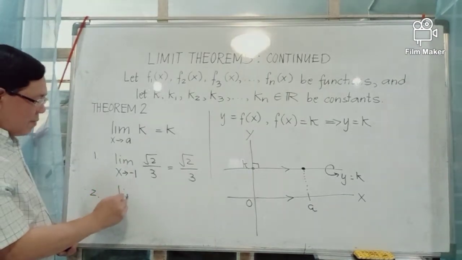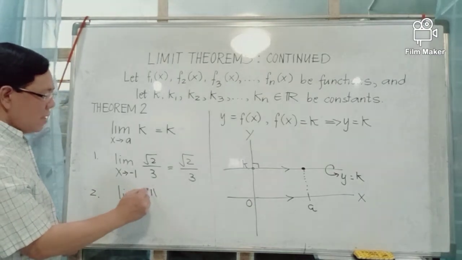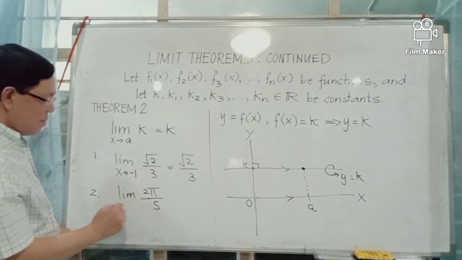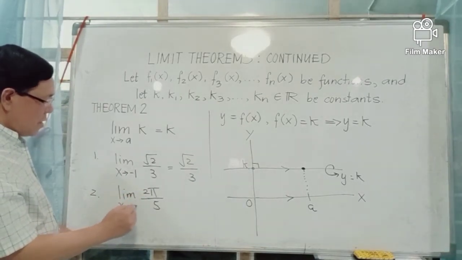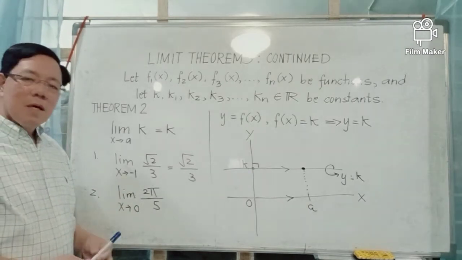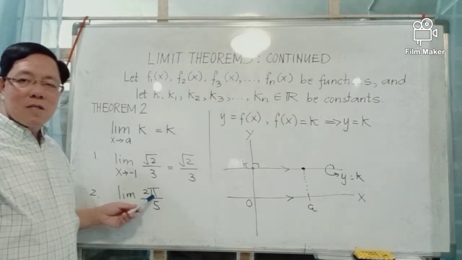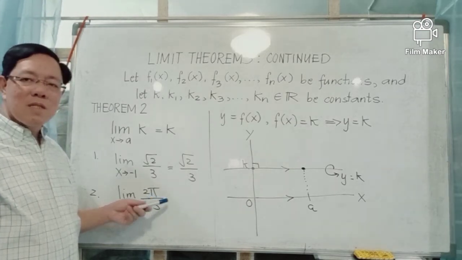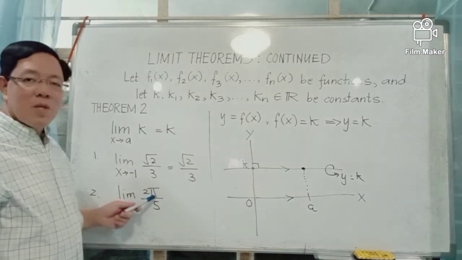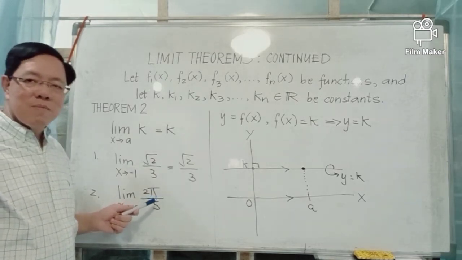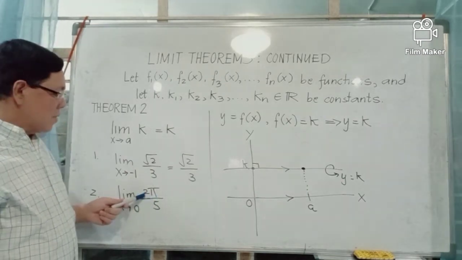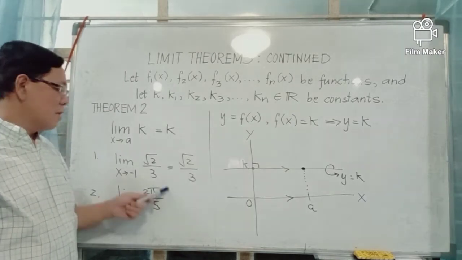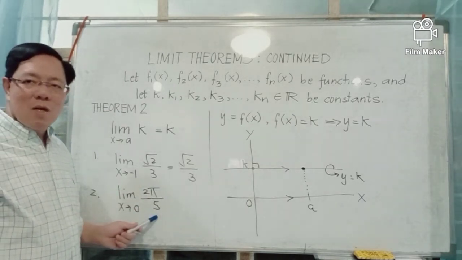Example 2, we find the limit of 2 pi over 5 as x approaches 0. In this example, pi is a constant. It is an irrational number with a value of 3.14. It's actually a non-terminating, non-repeating decimal real number, pi. So pi is a constant, multiplied by 2, it's a constant, divided by 5 is a constant. Thus, 2 pi over 5 is a constant.